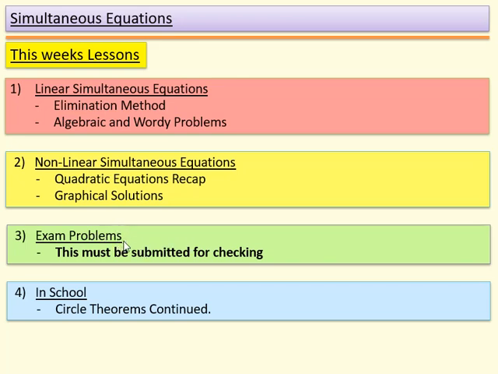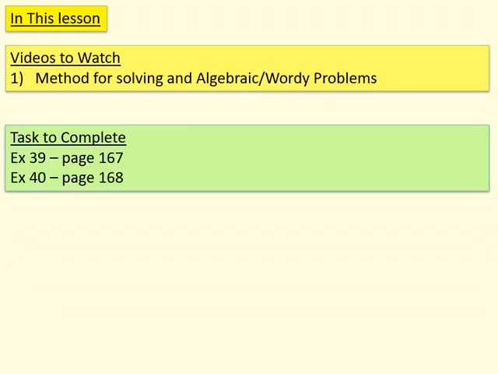Again, I'm not going to set loads of questions for you to do, but just one or two, a 4 or 5 for you to have a go at. And the third lesson is the one I want you to submit, okay? And the fourth lesson is circle theorems continued. So in this video we're going to look at methods for solving simultaneous equations and algebraic and wordy problems, and then these are the questions that you should have a go at from Caboodle. Again, you don't have to do all of the questions, you can do however many you want. Exercise 39 is kind of just algebraic problems, and exercise 40 is kind of like wordy problems where you have to analyze and read the question.